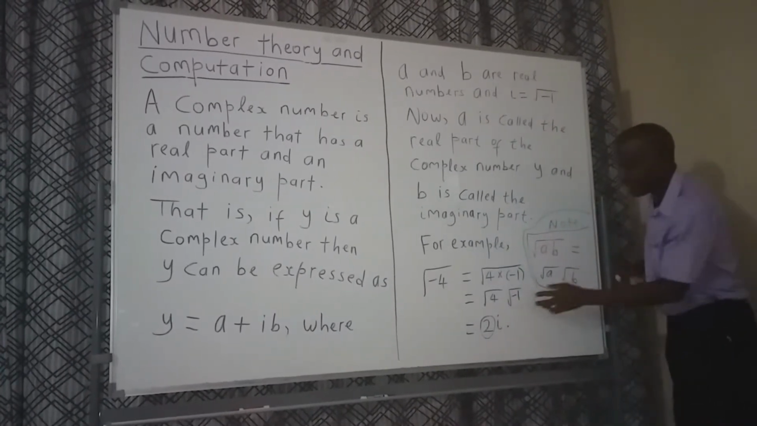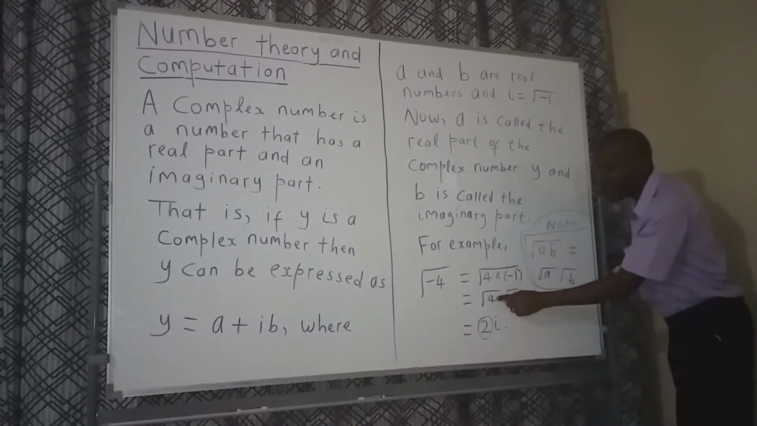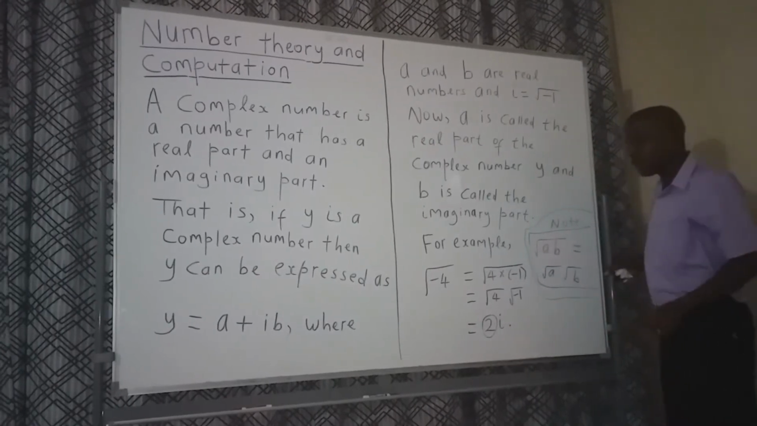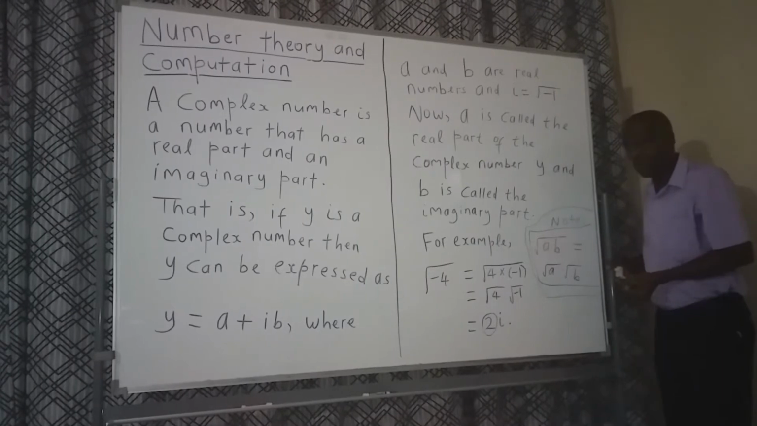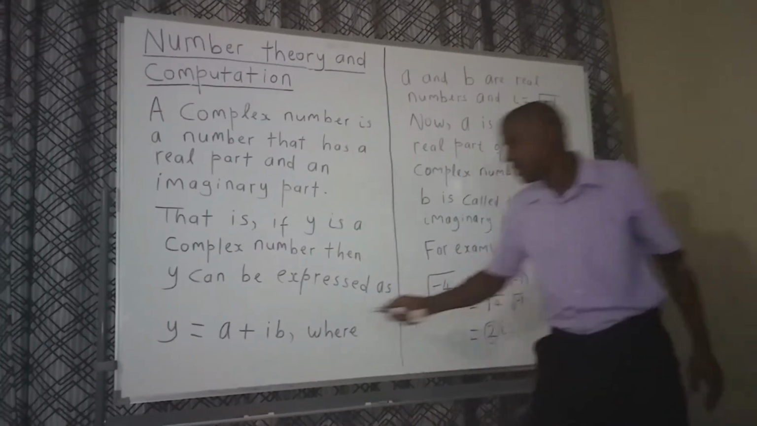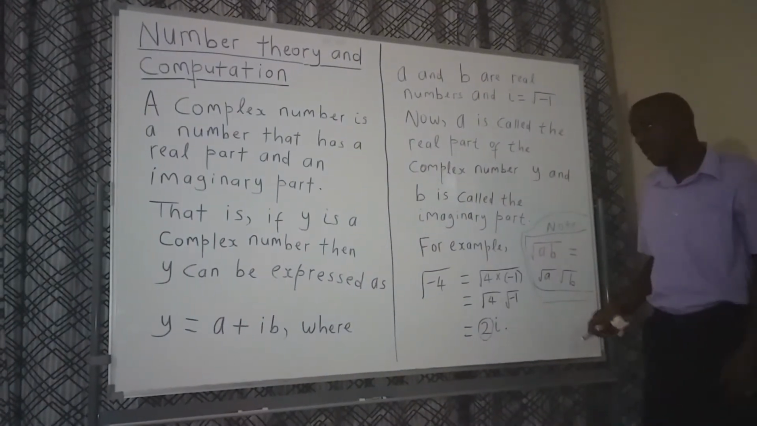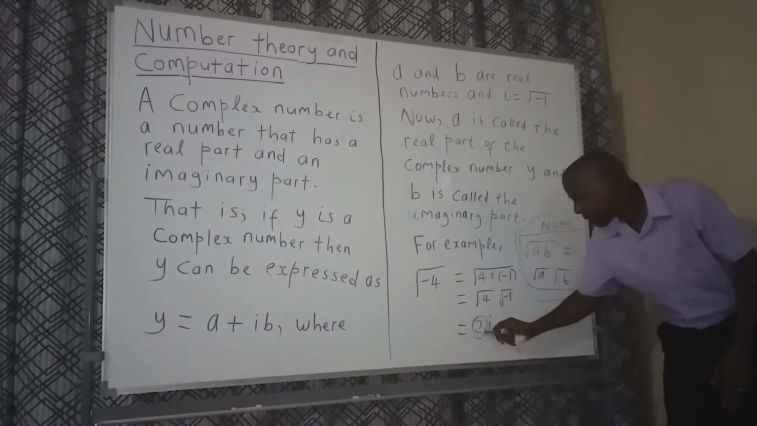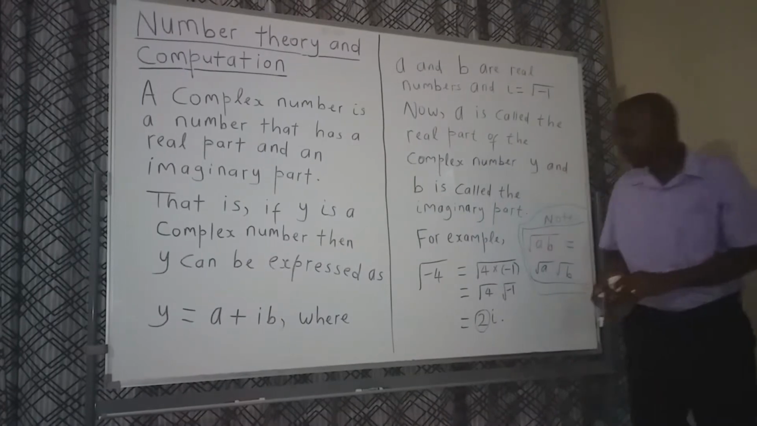So we can now say this part is i. And then the square root of 4 is 2. So we end up getting 2i. Now, if you ask the question, what is the real part of this complex number? Well, there is no real part. In this case, our a would be 0. But what is the imaginary part of the complex number? Well, the imaginary part is 2. So there is no real part, but there is an imaginary part which is 2.